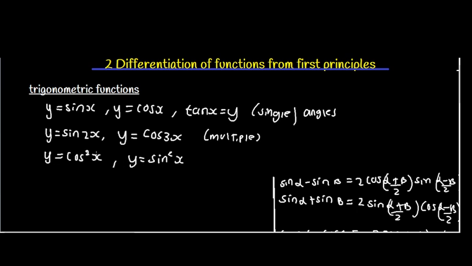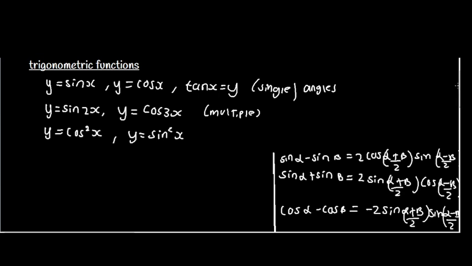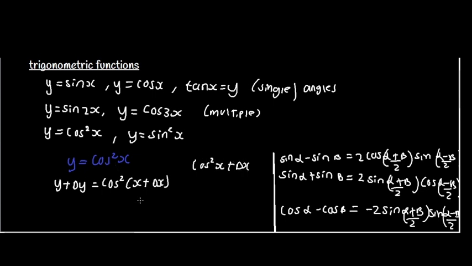Here, let me work out y equal to cos squared x, and then after that, you should be able to work out y equal to sine squared x. So let's begin. We have our function as y equal to cos squared x. We begin by adding small changes. So we shall say that y plus change in y equals cos squared of x plus change in x. Note that it is not cos squared x plus change in x, but rather it is this way around.